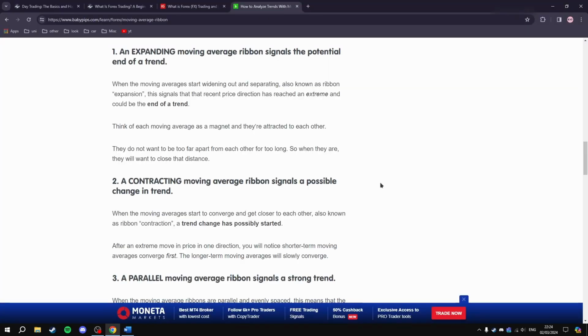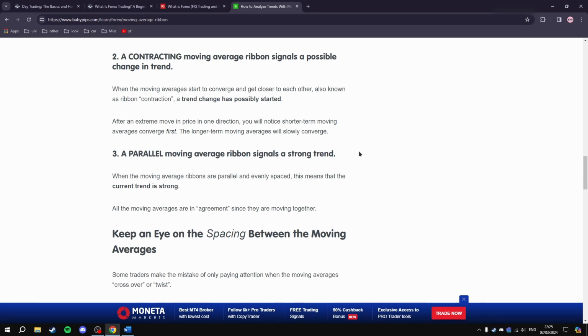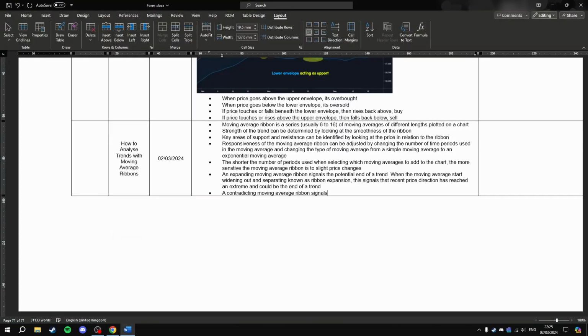Think of each moving average as a magnet and they're attached to each other. They do not want to be too far apart from each other for too long, so when they are, they will want to close that distance. A contradicting moving average ribbon signals a possible change in trend.